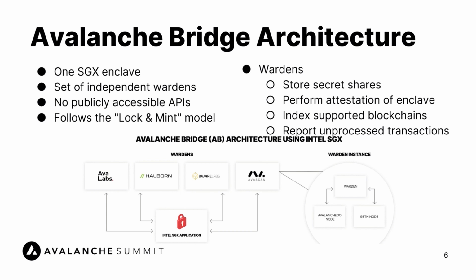And then the wardens finally report the unprocessed transactions that they've seen to the enclave. And the enclave only acts on those transactions once 3 or 4 wardens have actually reported that same exact transaction to it. So that's how we distribute the trust there.